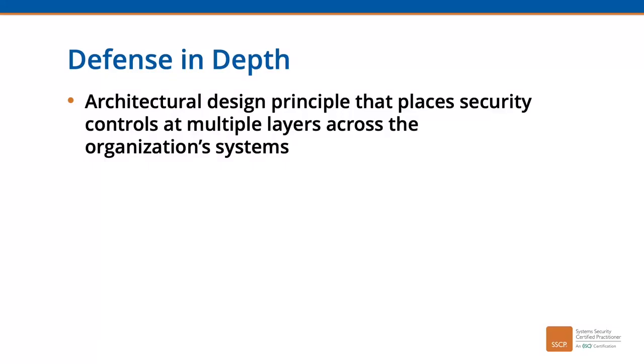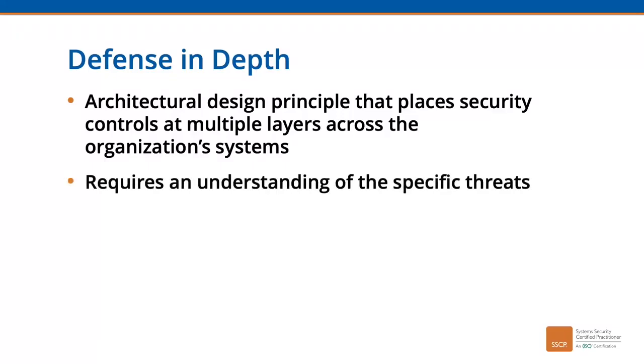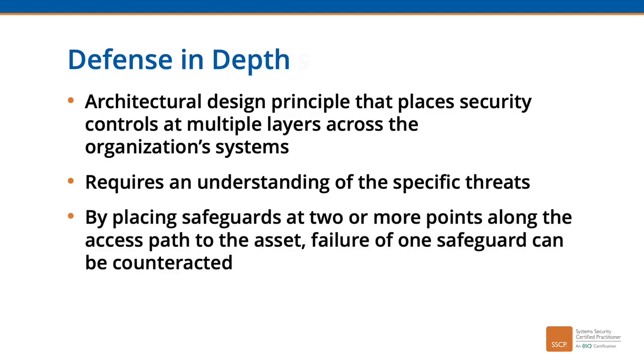Designing for defense in depth requires understanding the specific threats to the target asset and the anatomy of potential attacks or attack vectors. For example, the specific means by which a particular attack can occur. Defenses may be designed to prevent or deter attacks using an outside-in or inside-out approach. By placing safeguards at 2 or more points along the access path to the asset, failure of one safeguard can be counteracted by the function of another safeguard further along the access path.